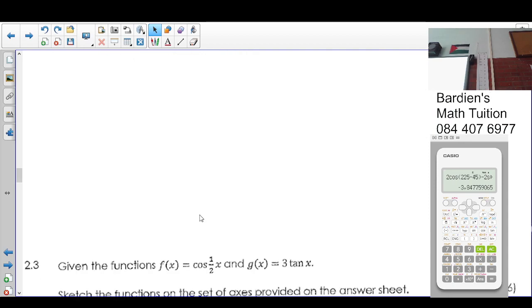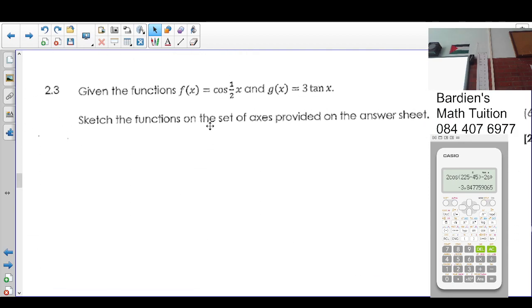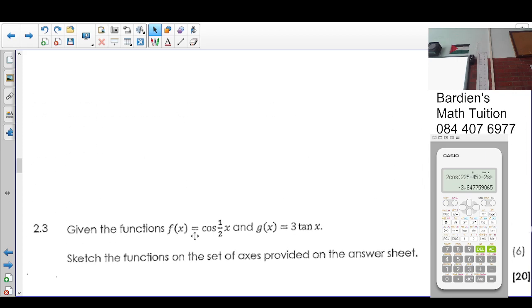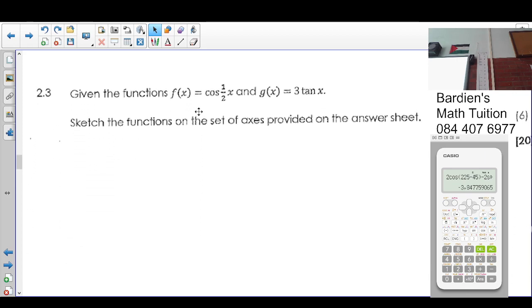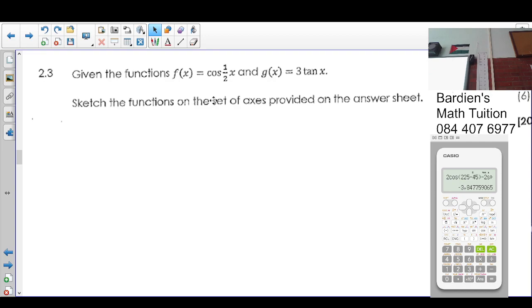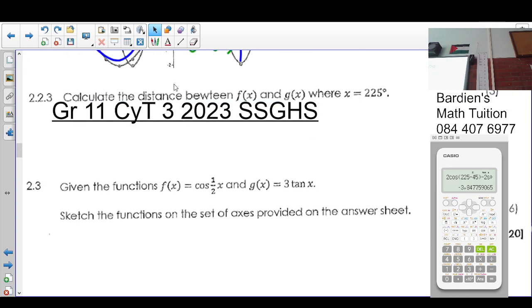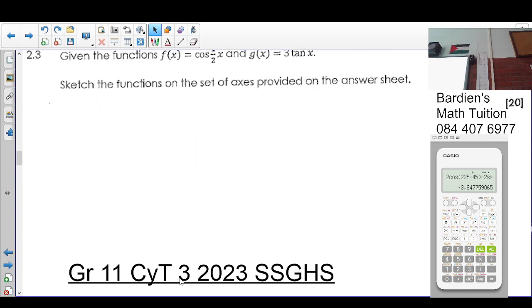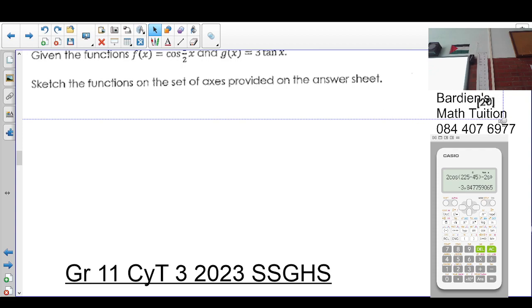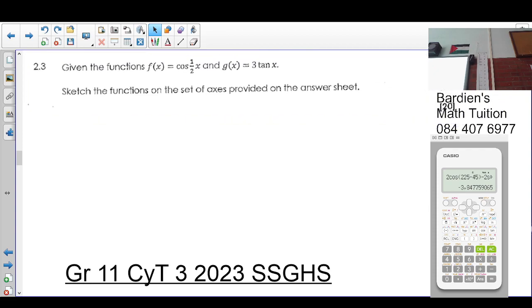Alright. Look at the next one. Given the functions f of x equals cos of x and g of x equals 3 tan x. Sketch the functions on the set of axes provided in your answer book. Okay. So let's see. They got from 0 to 360.